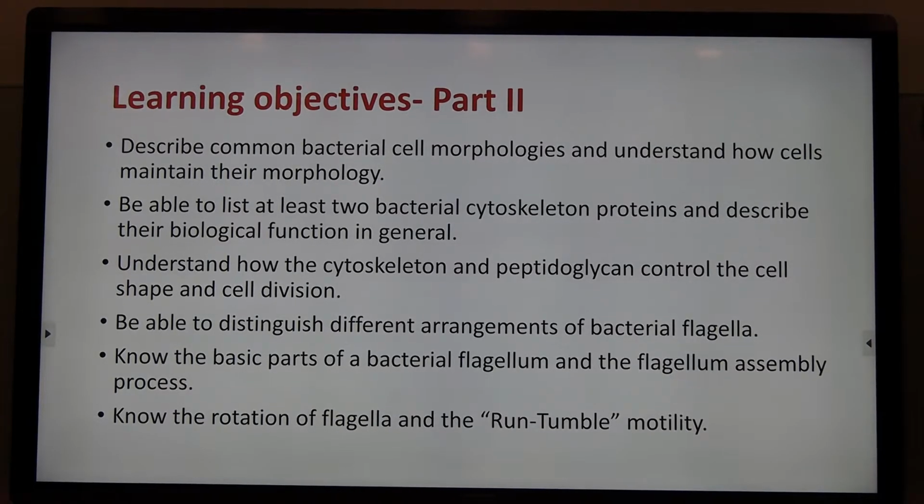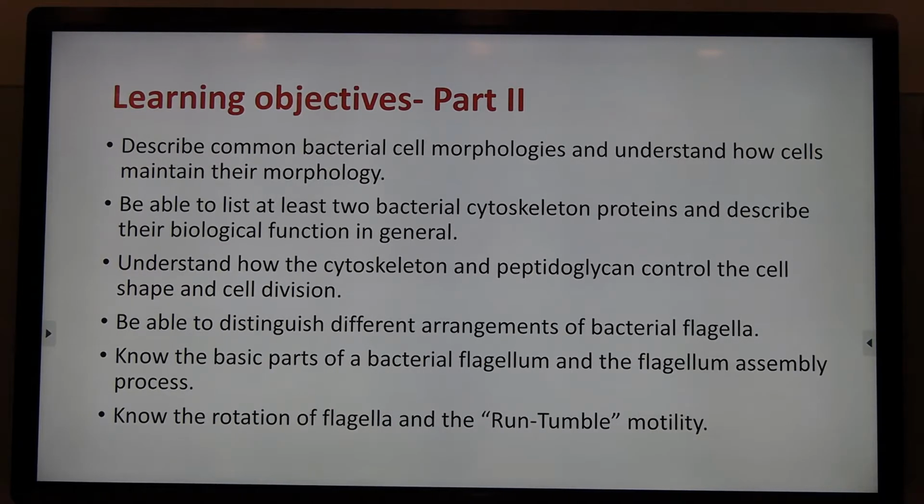So the learning objectives of this part are that we expect you to be able to describe the common bacterial cell morphologies and understand how cells maintain their morphology. You should be able to list at least 2 bacterial cytoskeleton proteins and describe their biological functions in general. Understand how the cytoskeleton and peptidoglycan control the cell shapes and the cell division.